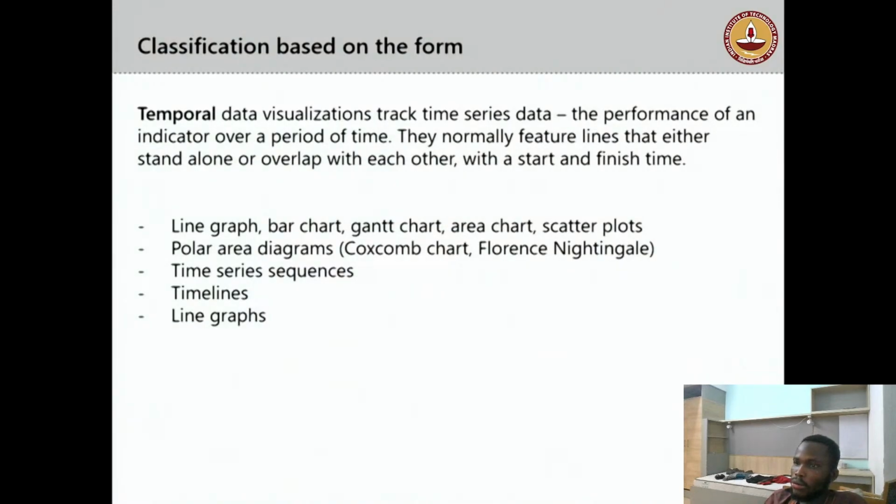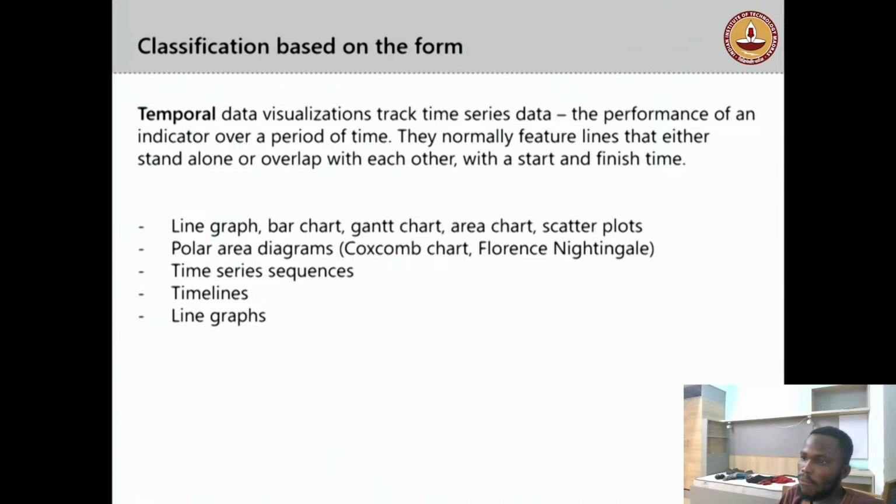Now, one of the ways by which we can classify is based on the form, okay? The formal qualities of the visualization. How does it look, right? What shape does it have? Temporal data visualization tracks time series data, the performance of an indicator over a period of time. They normally feature lines that either stand alone or overlap with each other with a start and a finish line, right? So any kind of temporal data has a very linear form to it, right?